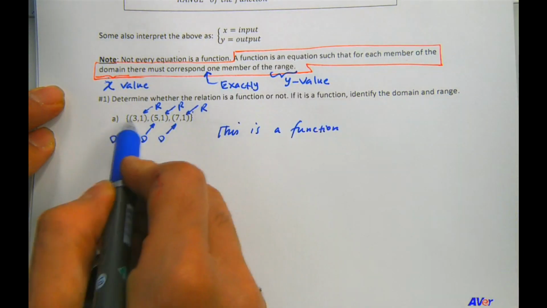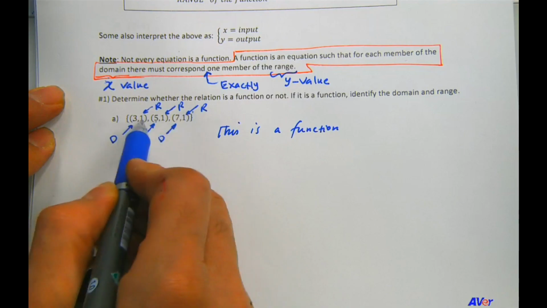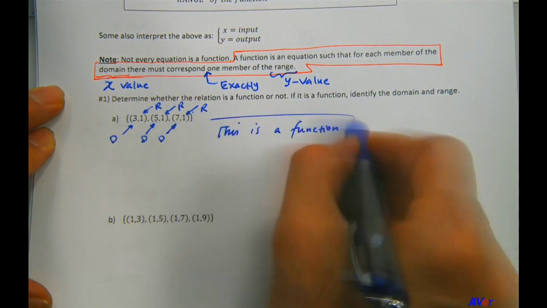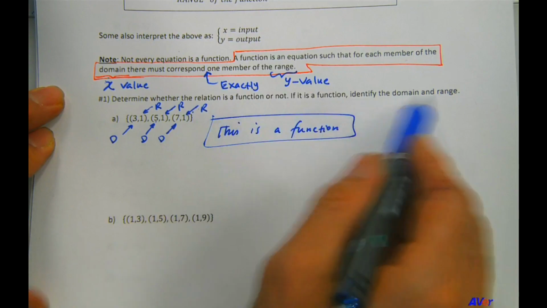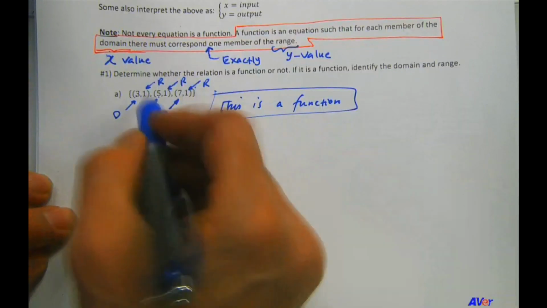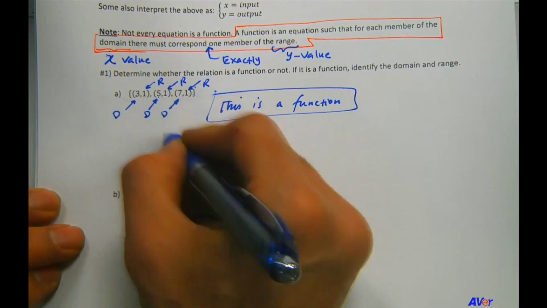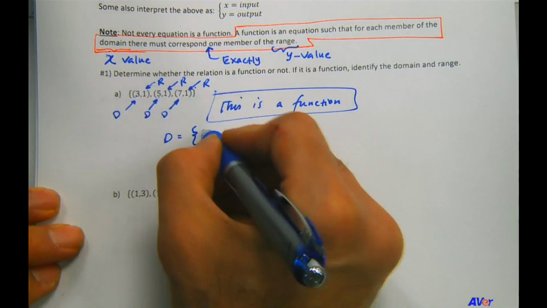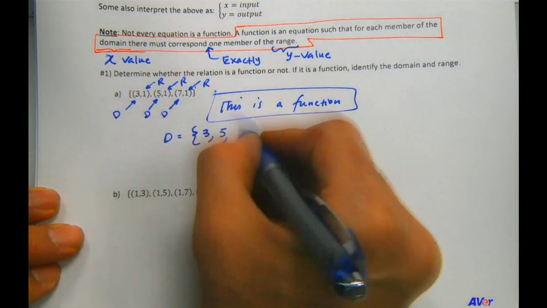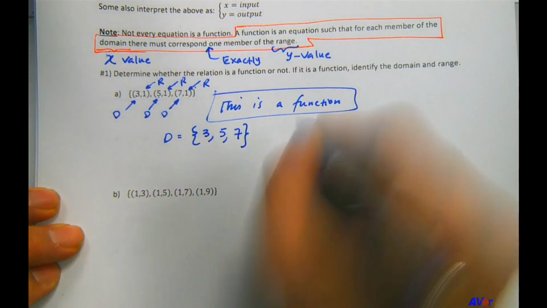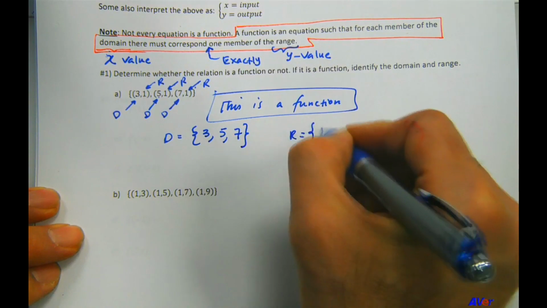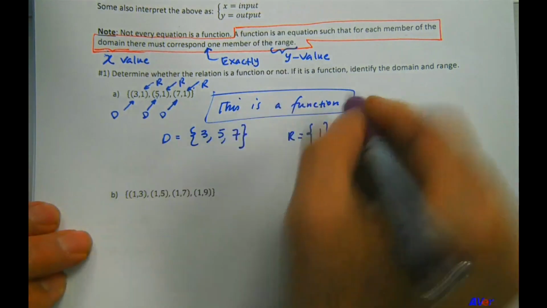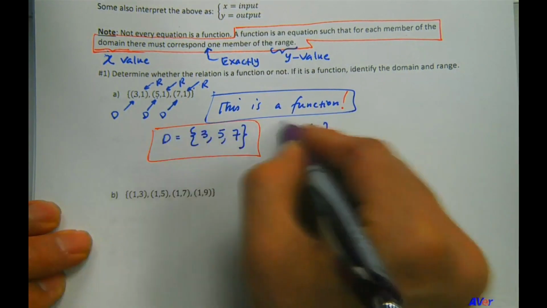So again, for each domain value, we have exactly one range value. Okay, this is a function. So that's clear. Now it says identify the domain and range. Because here we have 3 points, the domain equals 3, 5, and 7. That's it. And the range is equal to one value, 1. So this is a function. Here's the domain, here's the range.